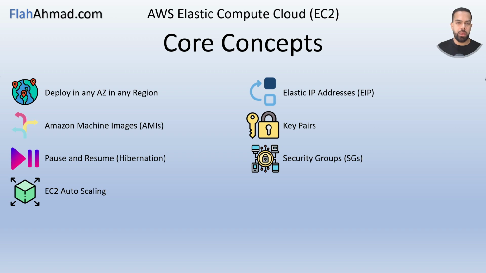EC2 stores the public key on your instance, and you store the private key. It's important that you store your private key in a secure place because anyone who possesses your private key can connect to your instances that are using the key pair.